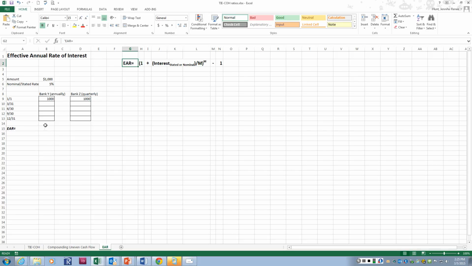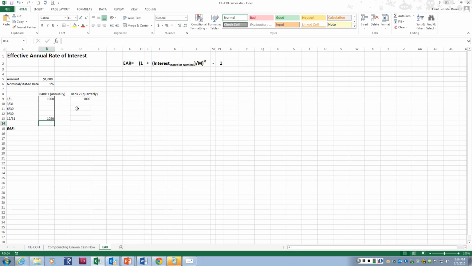So let's first solve for Bank Y and see what we would have in our account at the end of a year if we just compounded annually with 5% interest on $1,000. So we start out January 1st, $1,000. In December, we know how to solve for future value, so we're just going to do present value of $1,000 times 1 plus your interest rate of 5%. And at the end of the year, we're going to have $1,050.